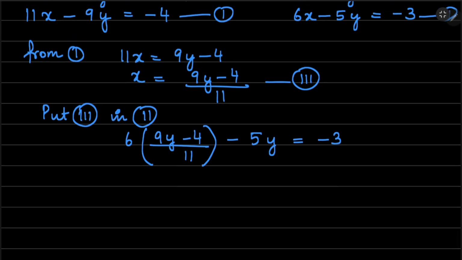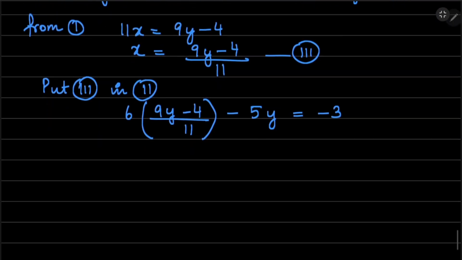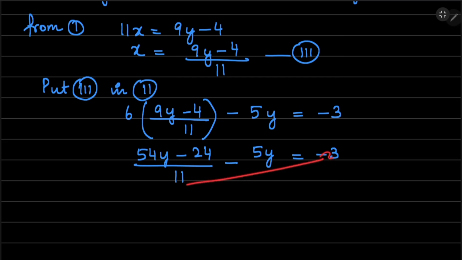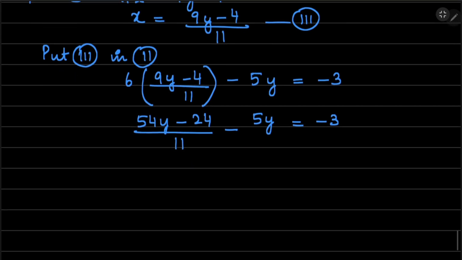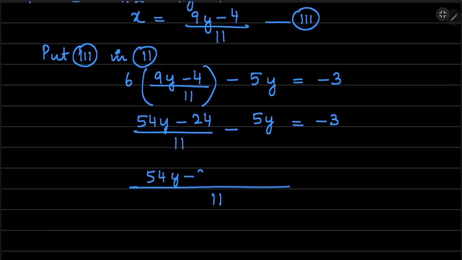Correct? So what is 6 into 9? 54. 9 6s are 54. y minus 6 4s are 24, divided by 11, minus 5y equal to minus 3. So many students make this mistake. They directly take 11 to the other side. You cannot take unless you take the LCM. Okay, so when you take the LCM as 11 here, the first term has the numerator 54y minus 24. So this is by 1.